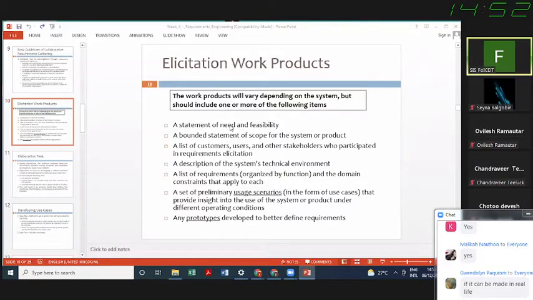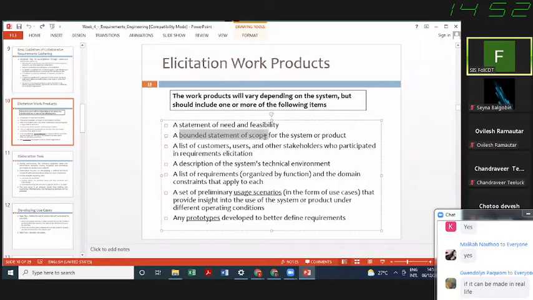When we talk about feasibility, we might have very interesting ideas, wonderful ideas, but is it feasible? Can we do this in real life? Can we implement it? Is it doable? So we need to carry out some feasibility study eventually. So we talk about feasibility here.